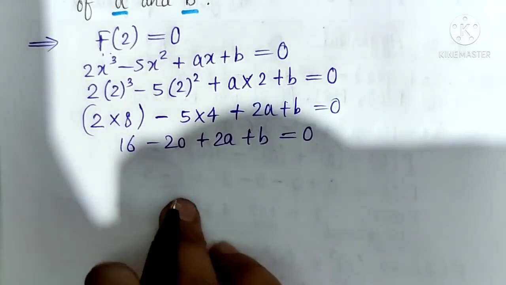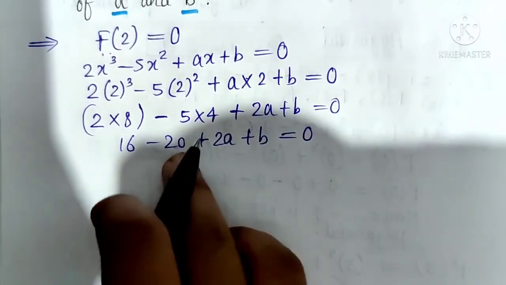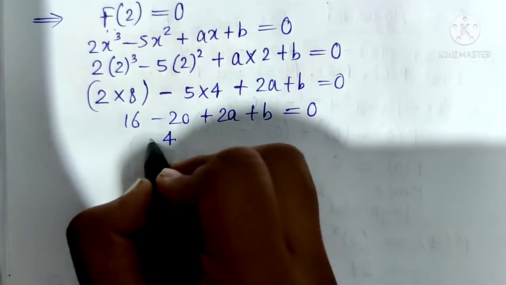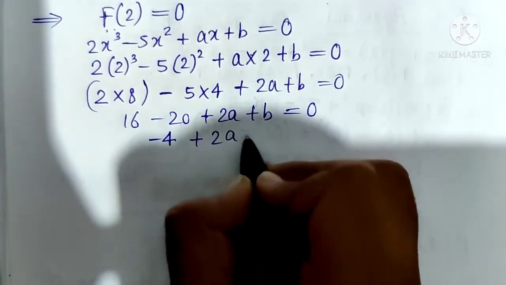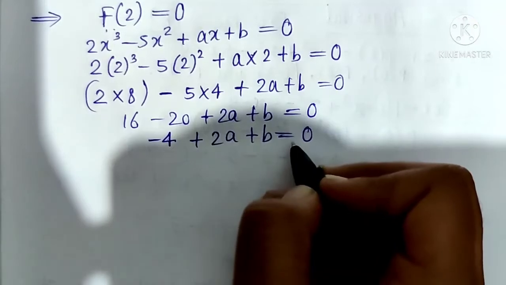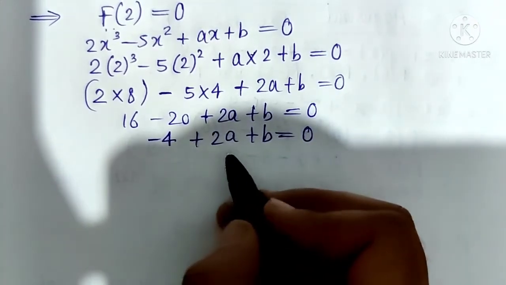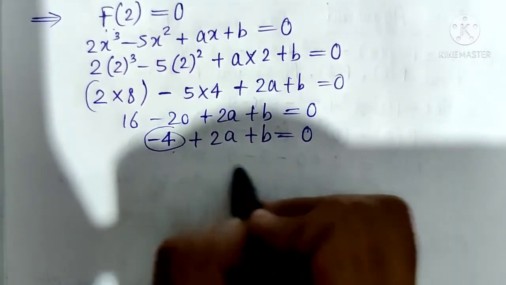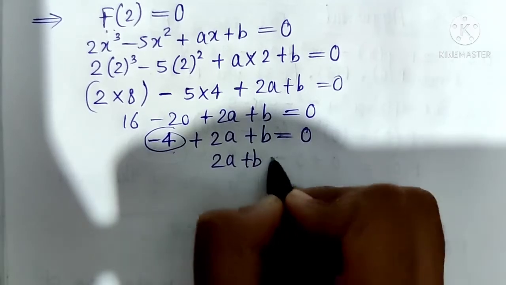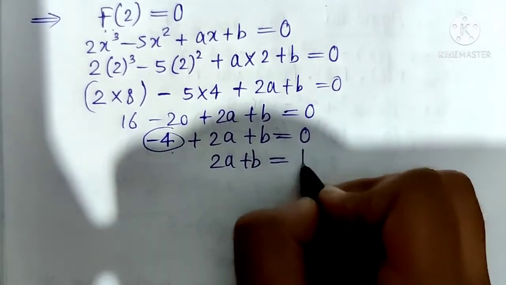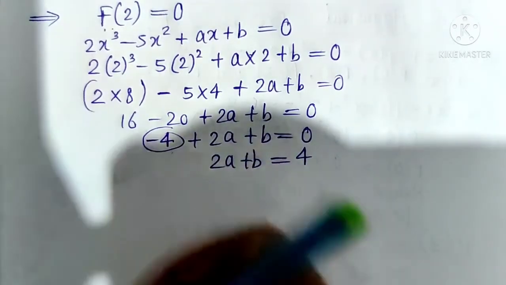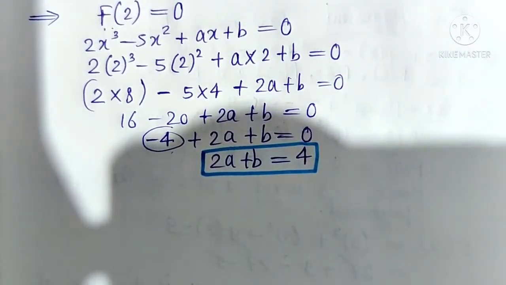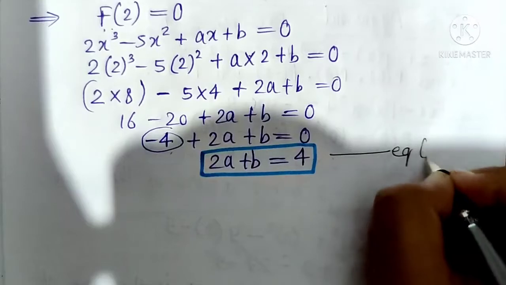Now just pay attention here. First we will solve 16 minus 20. 20 minus 16 is 4, but the sign will be minus because 20 is bigger. So minus 4 plus 2a plus b equals 0. Can we solve more? No, we can't solve more, so we stop here and make an equation. We move this minus 4 to the right hand side, where it becomes plus 4. So 2a plus b equals 4. This is our equation number 1.